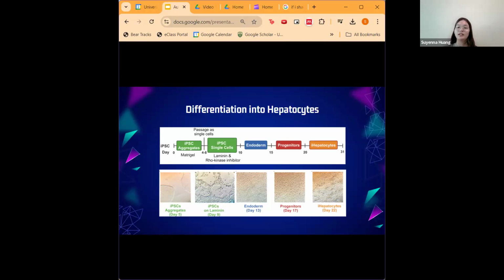So we're no longer growing them as the clusters that you saw earlier, but rather as individual cells. And then we change the plate that we grow the stem cells on. We change to a laminin-coated plate, and we add a Rho kinase inhibitor to the media to support the growth. And then we push the cells through their different stages until they eventually become liver cells. And you can see this reflected in the different morphologies in the figure below.